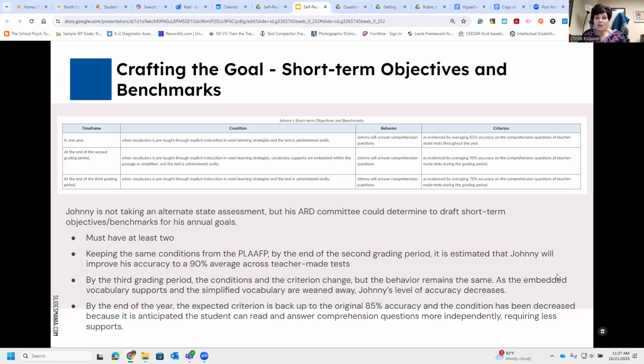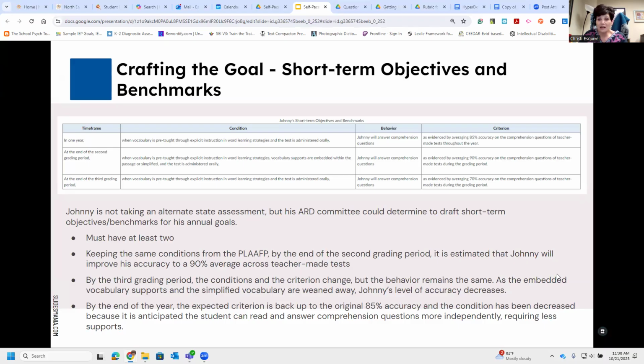Although Johnny doesn't take an alternate assessment, his ARD committee can still decide to include short-term objectives and benchmarks. For example, by the end of the second grading period, Johnny should reach 90% accuracy with full supports. By the end of the third grading period, the conditions and the criterion change, but the behavior remains the same. As the embedded vocabulary supports and the simplified vocabulary are weaned away, Johnny's level of accuracy decreases.